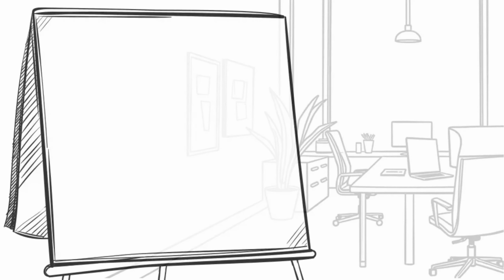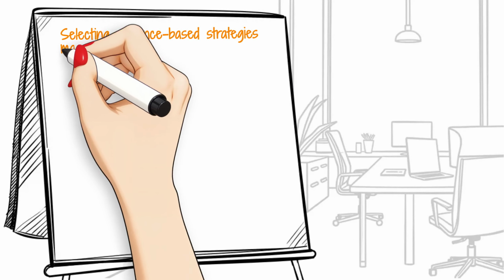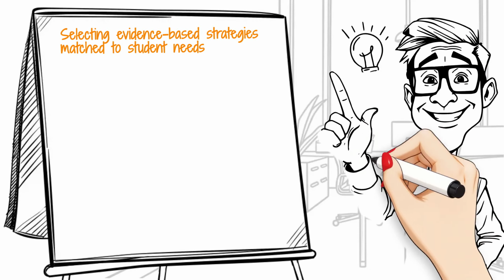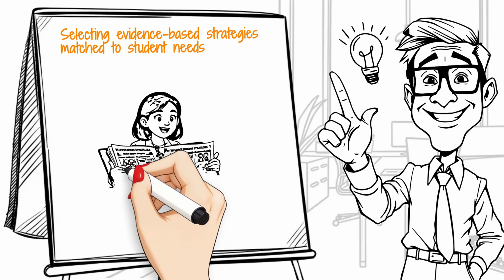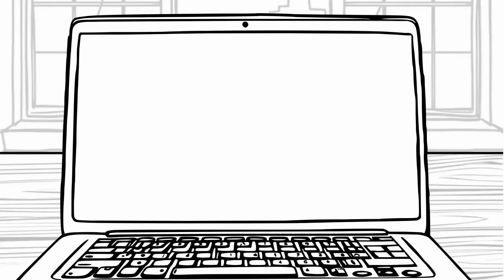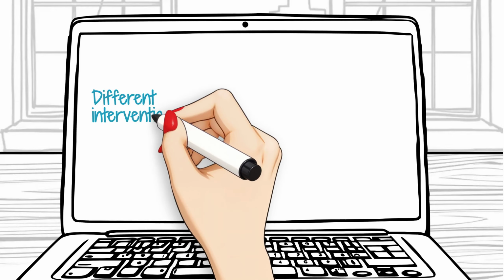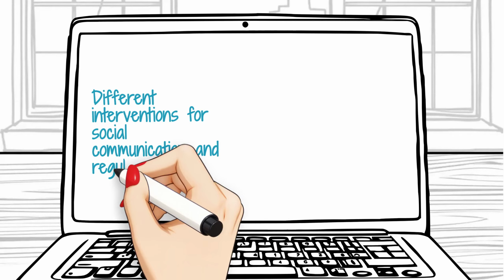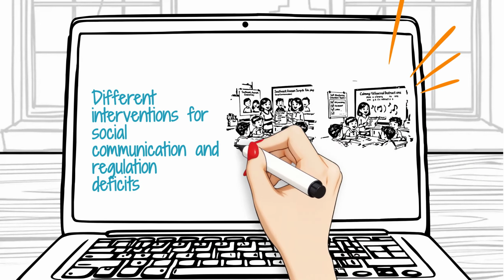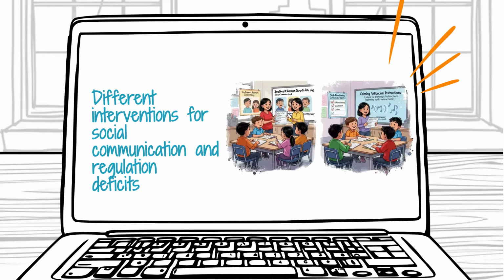Once the need is defined, the next step is selecting evidence-based strategies. This requires matching intervention components to the behavior's function and the learner's developmental profile. For example, students with deficits in social communication may benefit from explicit modeling, social narratives, and guided rehearsal, while students with emotional regulation challenges may require self-monitoring, coping skills instruction, and structured feedback.